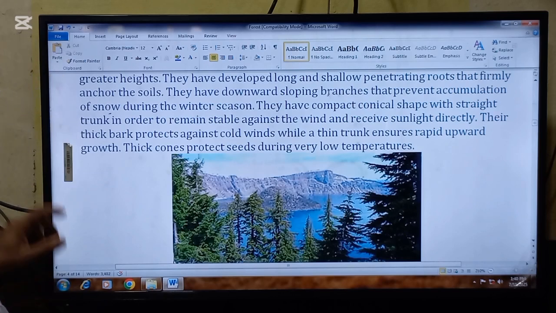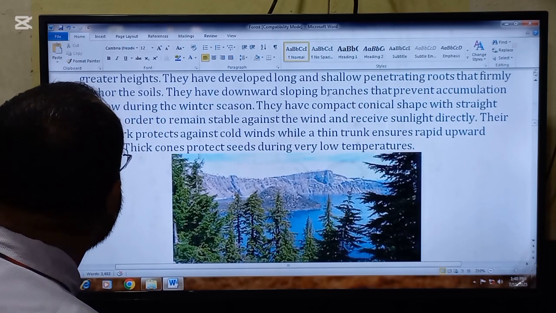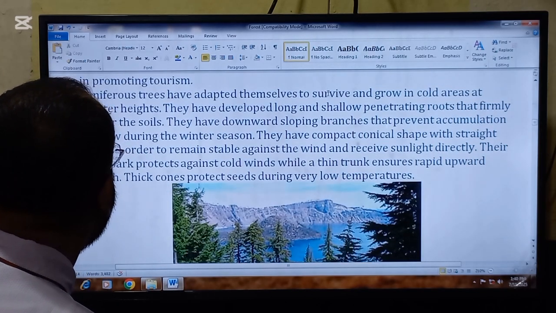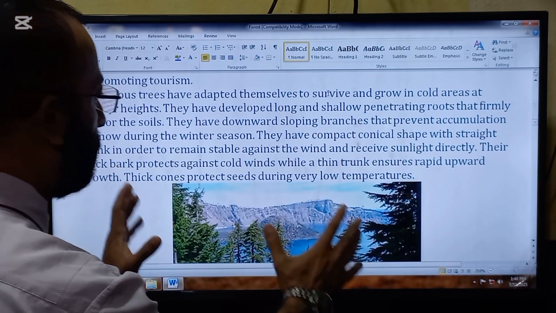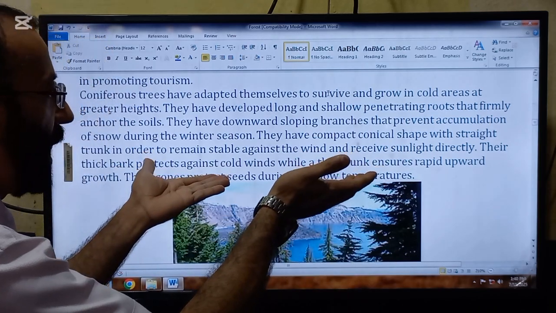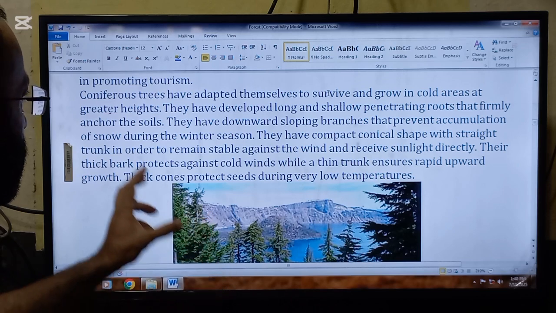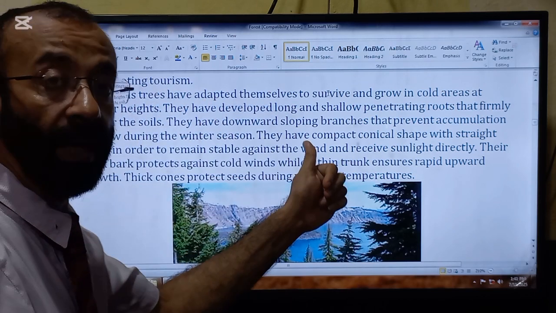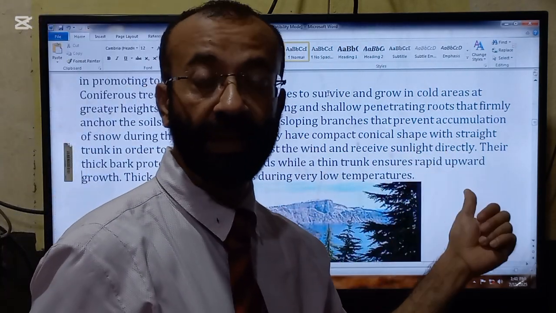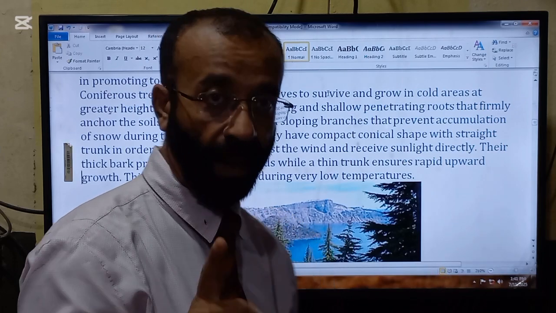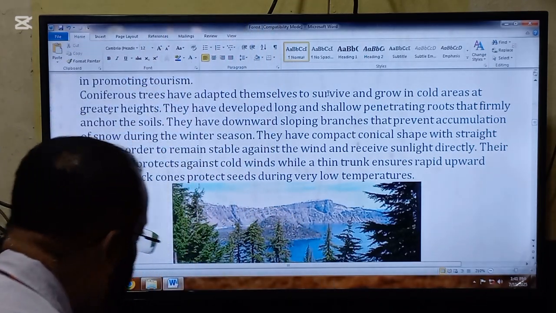So, this was the paragraph which shows the reasons how they survive at very high altitude and in very cold temperature. So these were the reasons. So learn them because this normally comes in the paper. I'm telling you again.